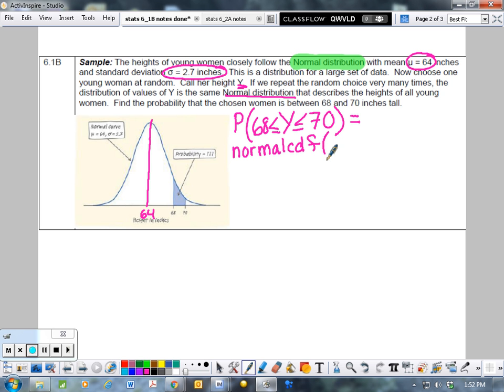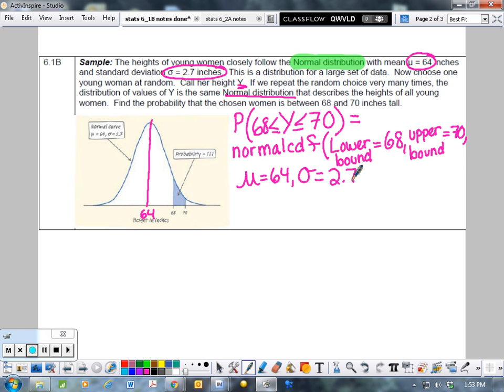And then we have to label in what we're typing in as our boundary information. So our lower bound is 68. Our upper bound is 70. Now to help scale out how our curve looks, we also need to say what our mean and standard deviation is. So our mean is going to be 64, and our standard deviation is going to be 2.7. And so this will allow us to calculate that normal CDF.